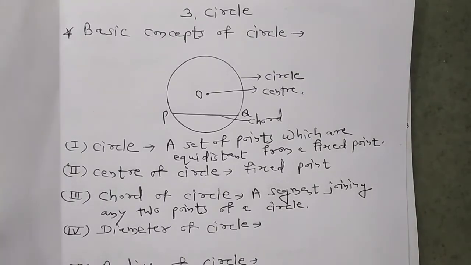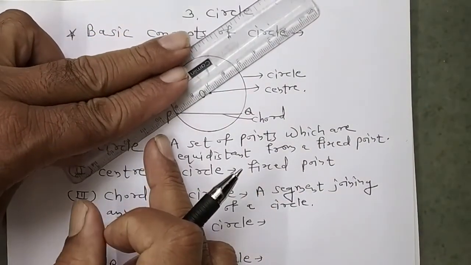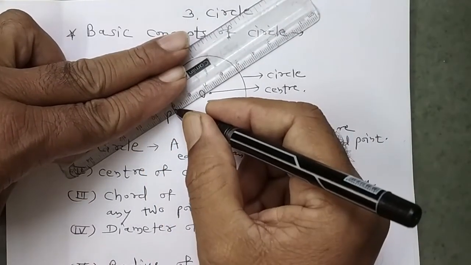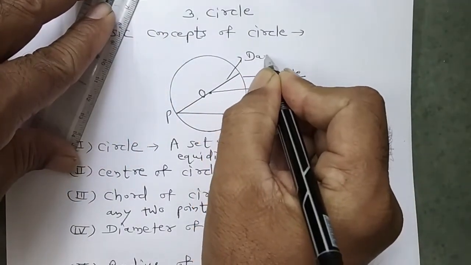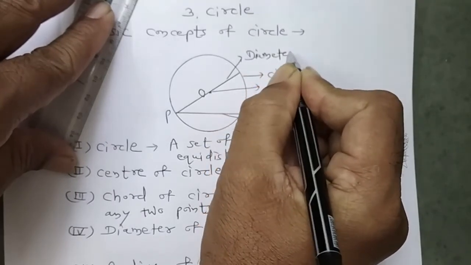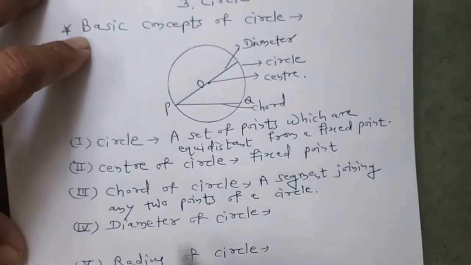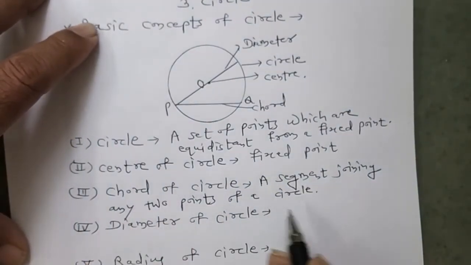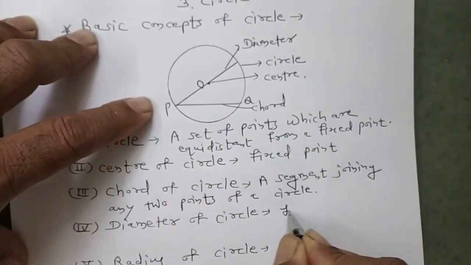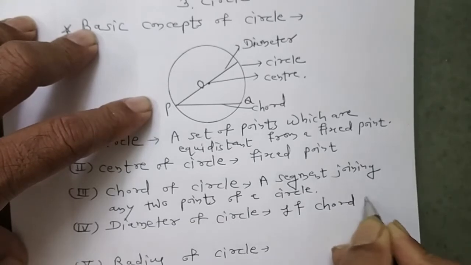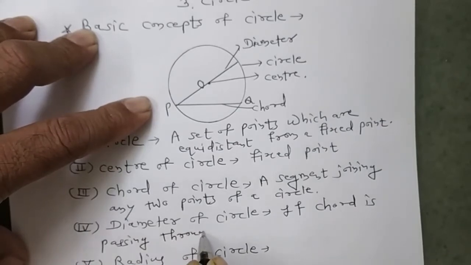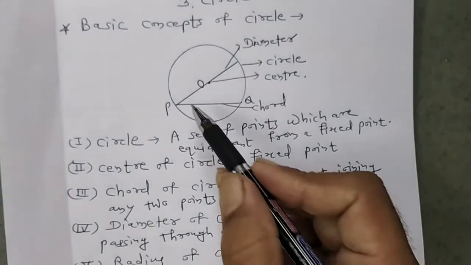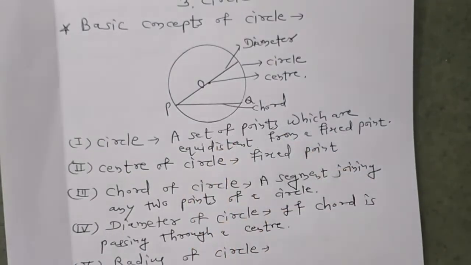Diameter of a circle. If a chord of a circle is passing through its center, it is called a diameter of the circle.